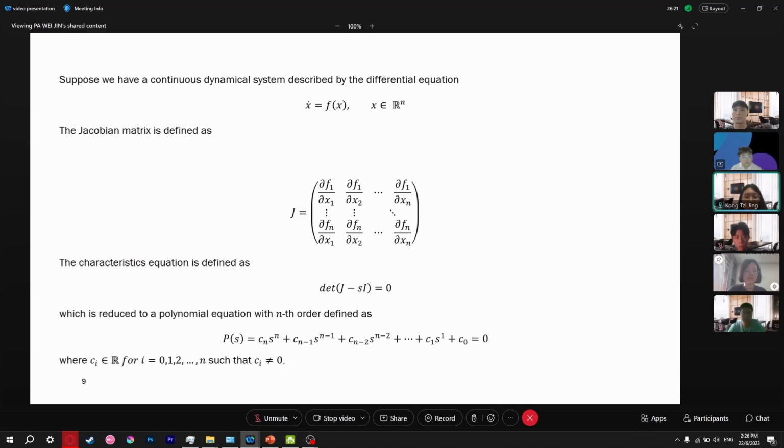which is then reduced to a polynomial equation of order n defined as p(s) equals c_n s to the power of n plus c_(n-1) s to the power of n minus 1 plus c_(n-2) s to the power of n minus 2 plus dot dot dot plus c_1 s to the power of 1 plus c_0 equals 0.